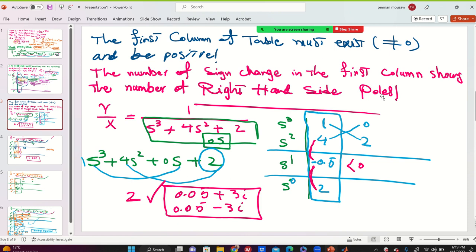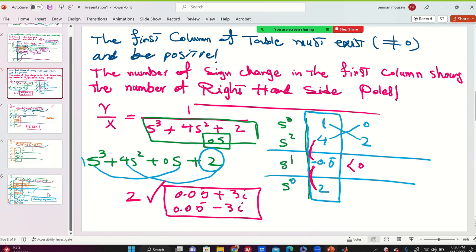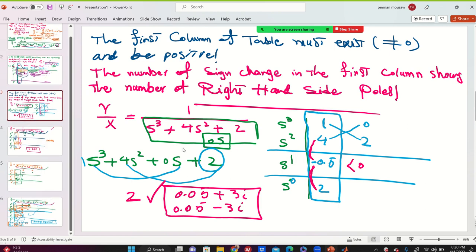Good. But it continues, because these days with MATLAB you don't need to do this just to understand it, but we're going to use Routh stability to determine the range of stability for the system parameters. See what I'm saying? For the range of the parameters when we design a controller.